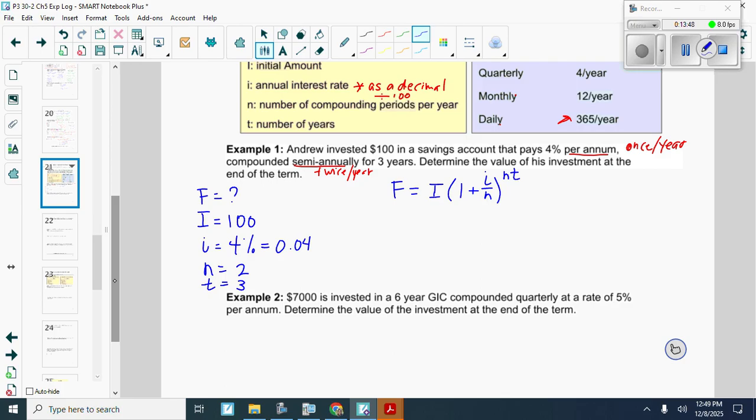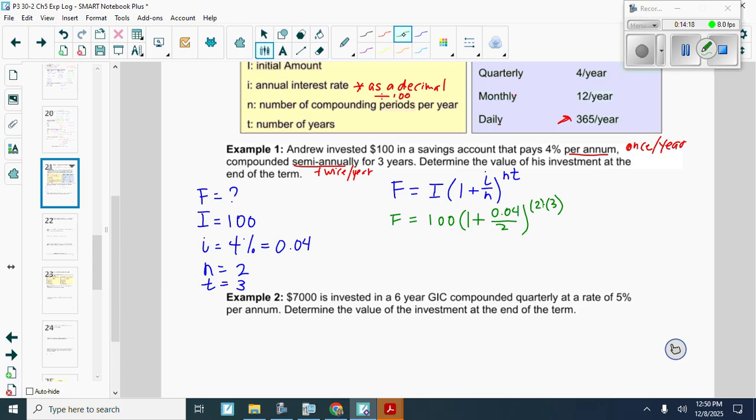Okay, so once you write down everything that you know and what you're trying to figure out, then you can plug it into the formula. Okay, so we're going to say F is our unknown, so we have 100, and we're going to go 1 plus 0.04 divided by 2 to the exponent. Okay, we're going to do 2 times 3 is our exponent.